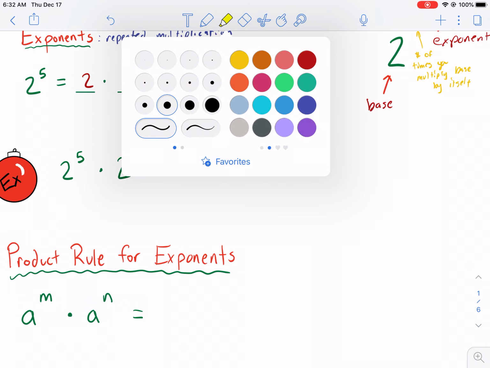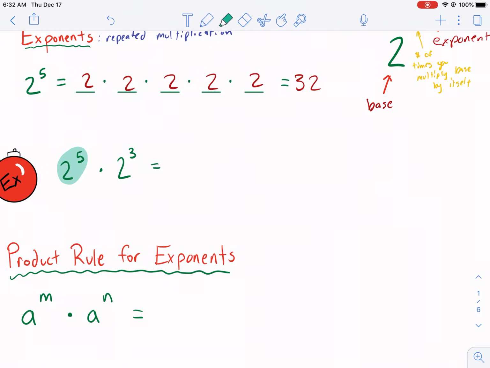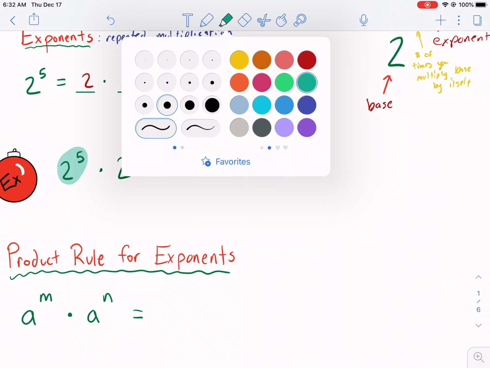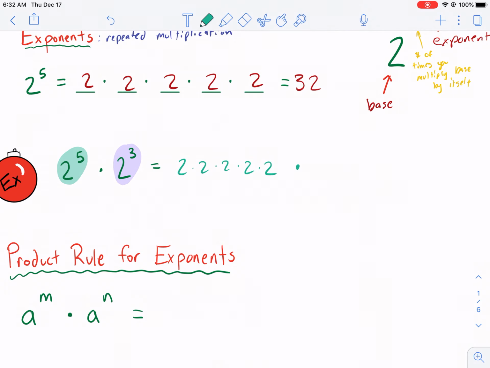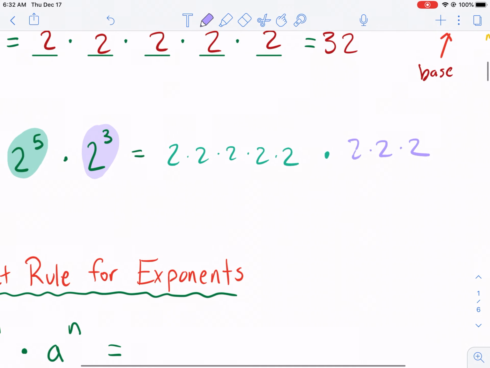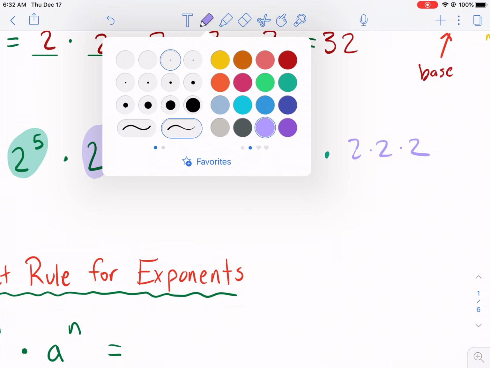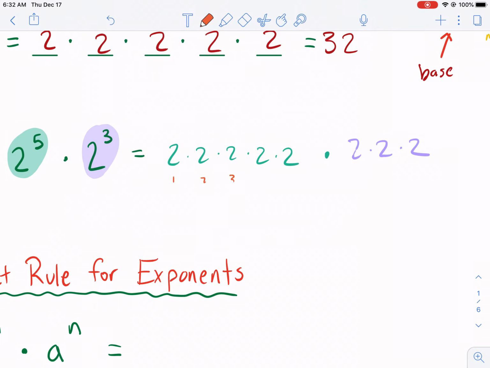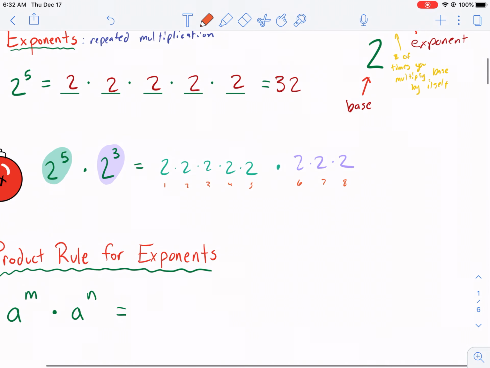Now, we already know that, let's get a highlighter out here. Let's go green. 2 to the fifth power, we've seen that above. That's 2 times itself 5 times: 2 times 2 times 2 times 2 times 2. Now, if we're multiplying this by 2 to the third power, we're going to have to change the color here. 2 to the third power, that's 2 times 2 times 2. All in all, how many times are we multiplying 2 by itself? We have 1, 2, 3, 4, 5, 6, 7, 8 times. So if we wanted to, we could multiply this all together, and we get 2 to the 8th power. That would be a simpler way to write that.